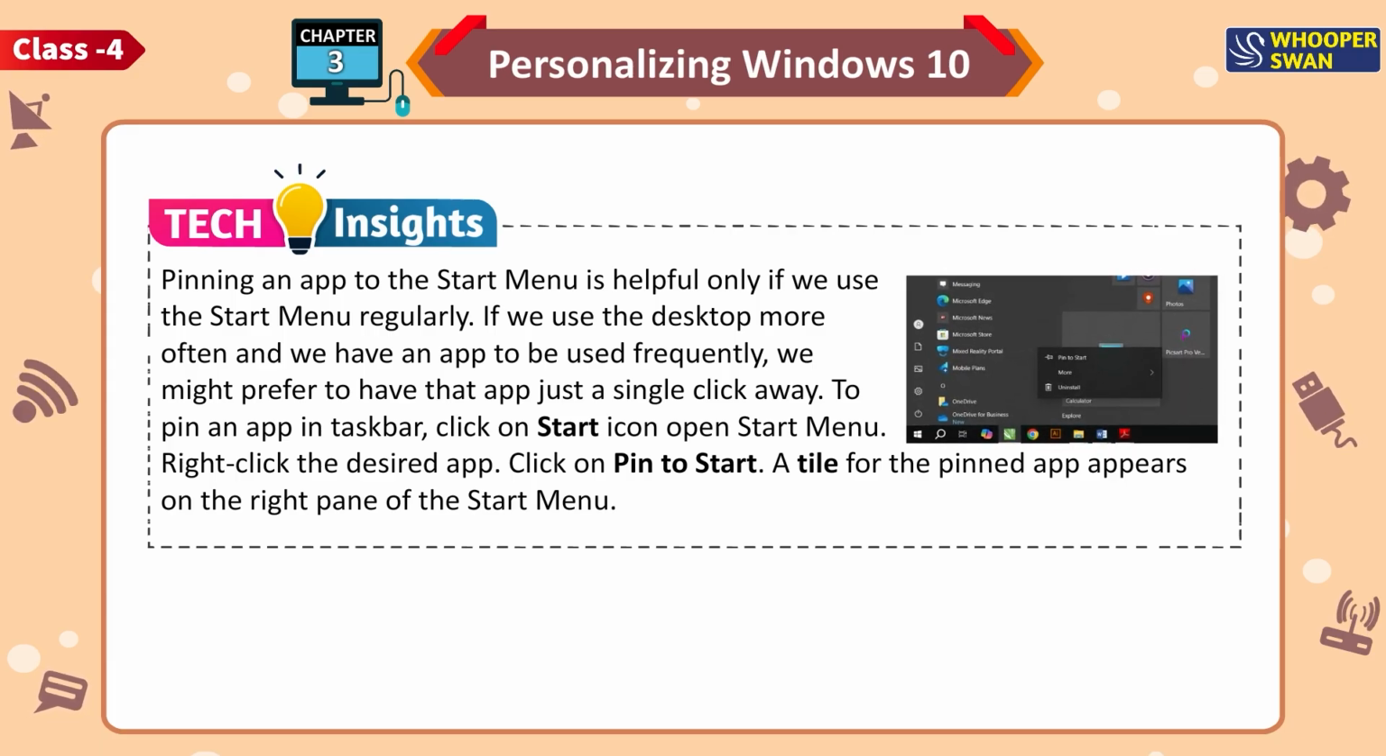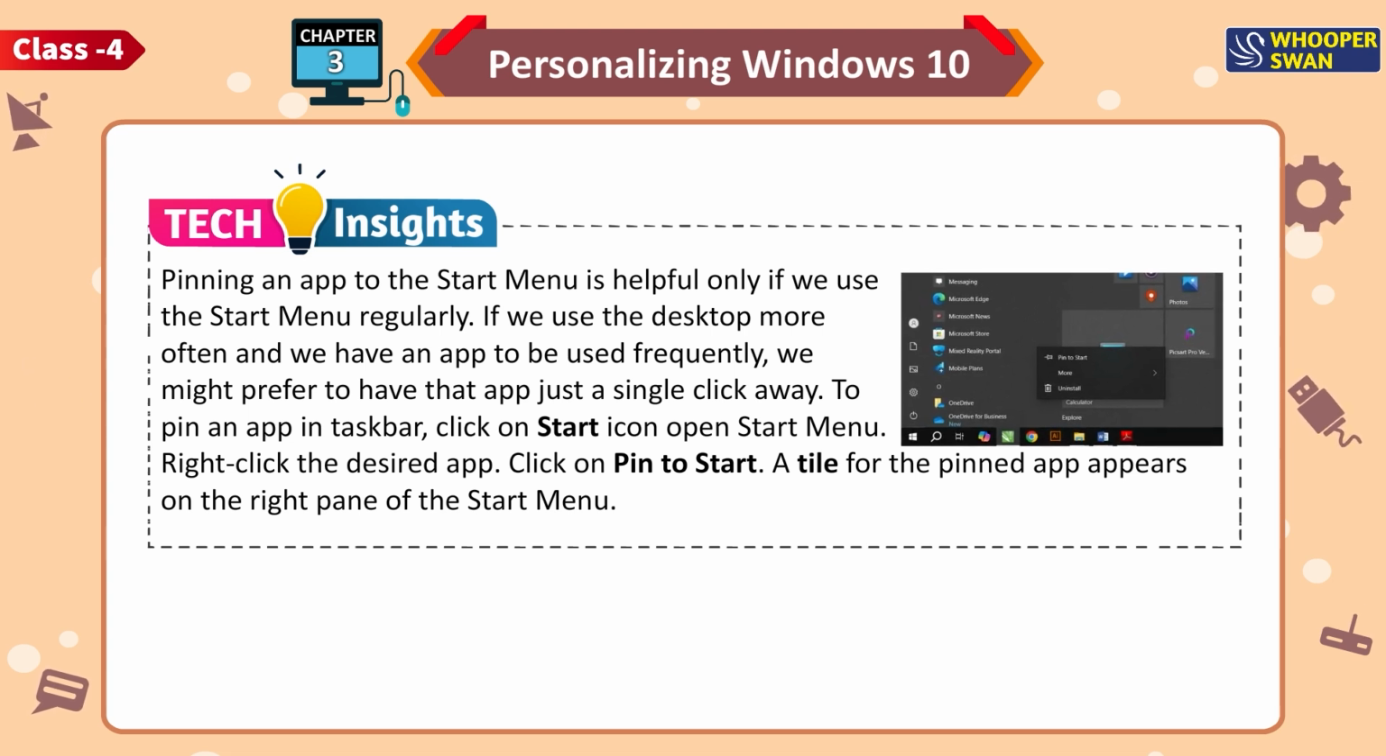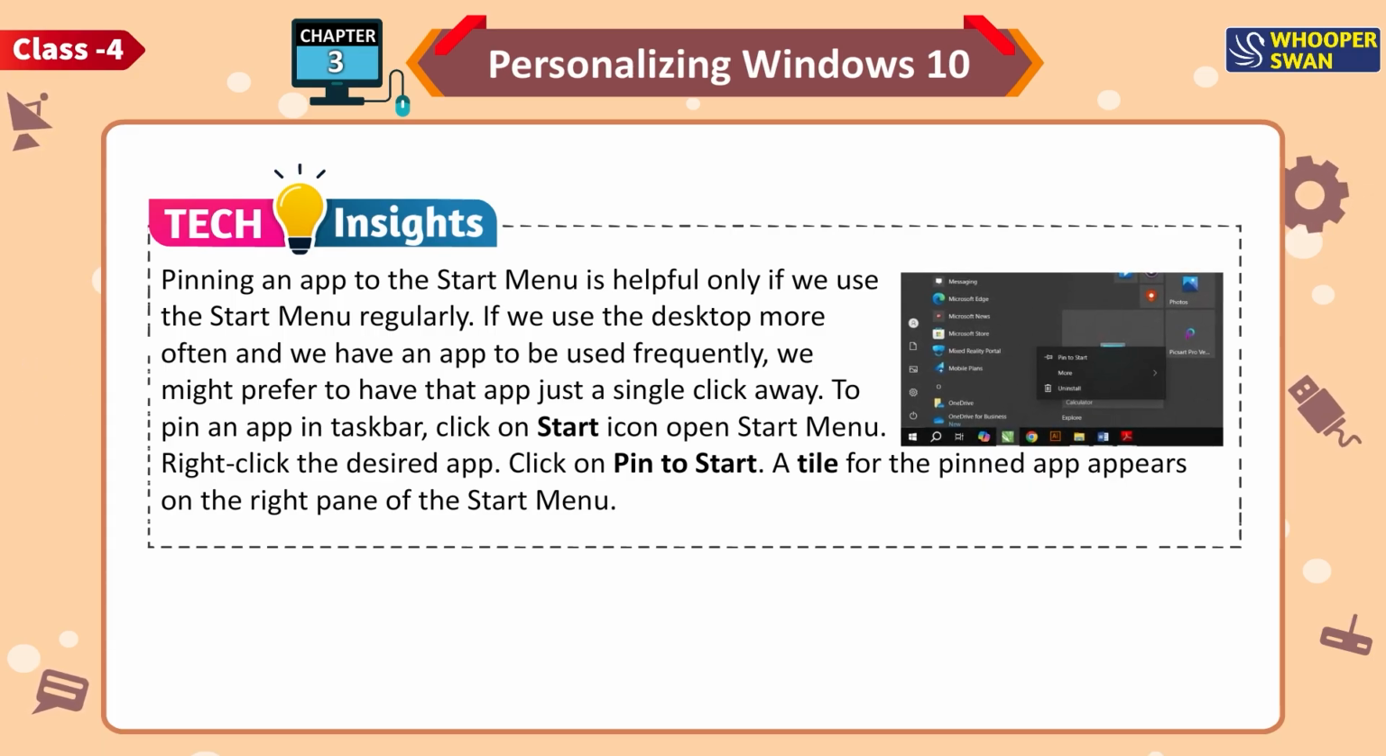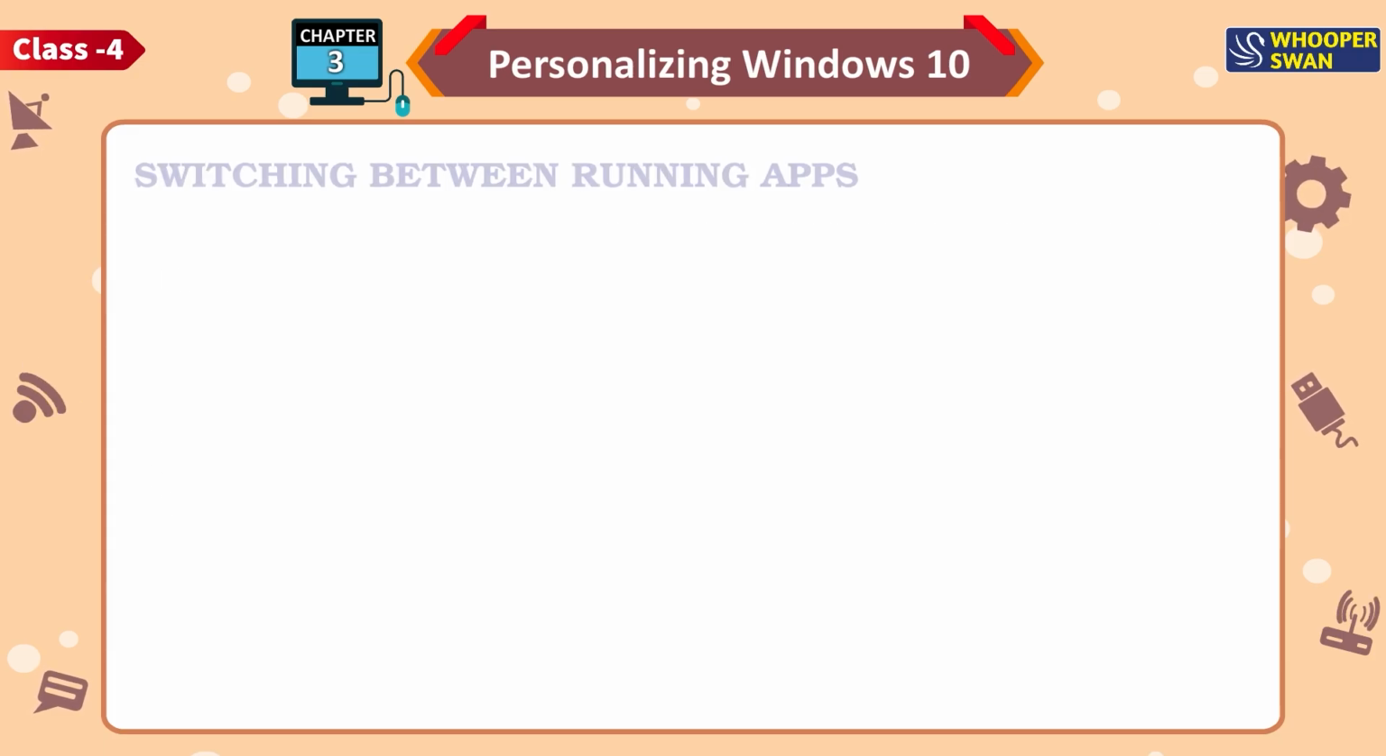To pin an app in taskbar, click on Start icon, open Start menu. Right-click the desired app. Click on Pin to start. A tile for the pinned app appears on the right pane of the Start menu.